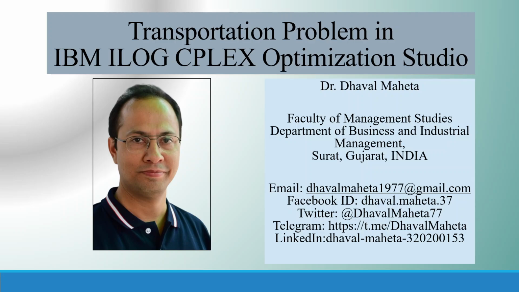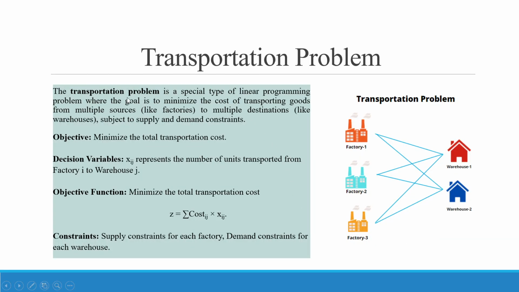This is Dr. Dhaval Maheta, and today we'll understand how to solve a transportation problem in IBM ILOG CPLEX Optimization Studio. The transportation problem is a special type of linear programming problem where the goal is to minimize the cost. Remember, the goal is to minimize the cost of transporting goods from multiple sources like factories, just here, factory 1, 2, 3, to the multiple destinations like warehouses, warehouse 1 and 2, subject to supply and demand constraints.